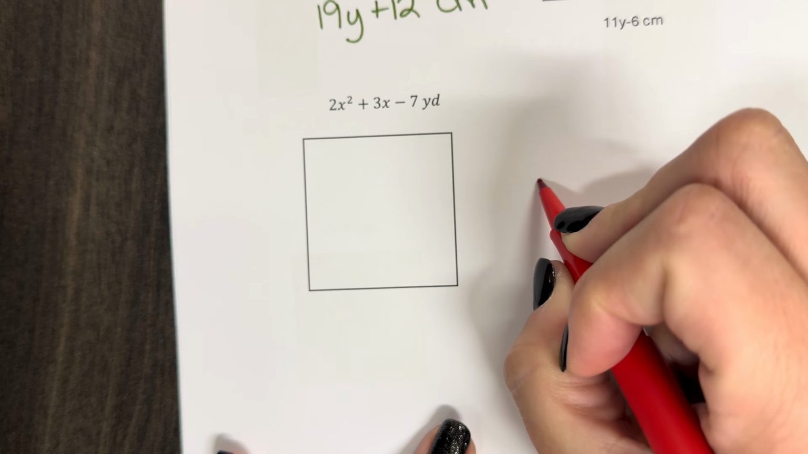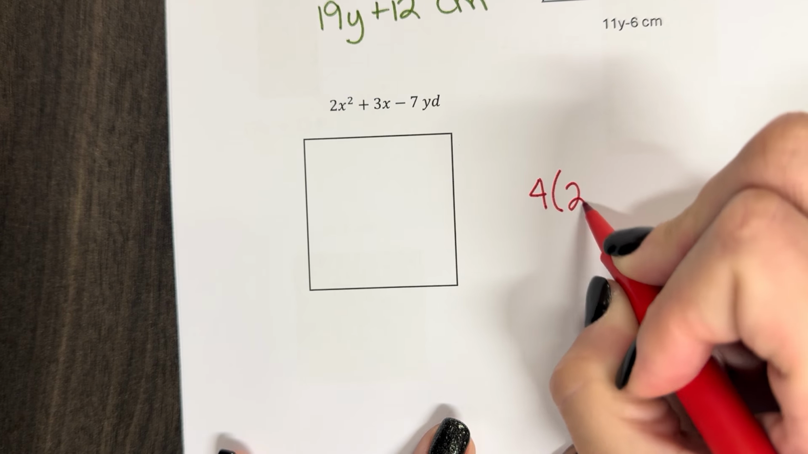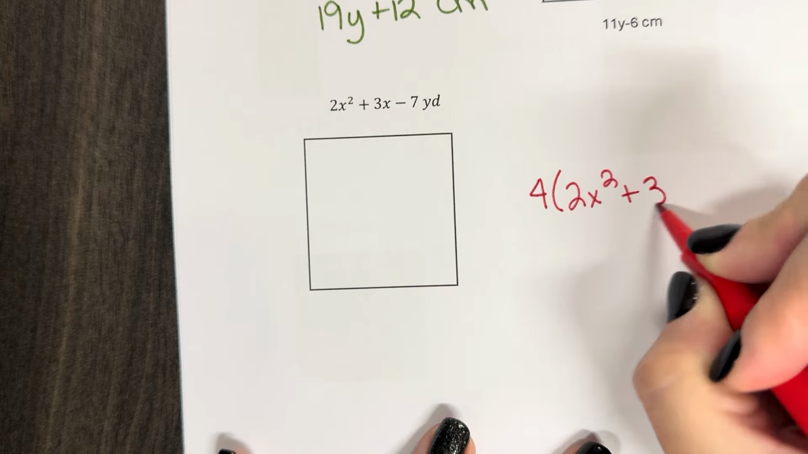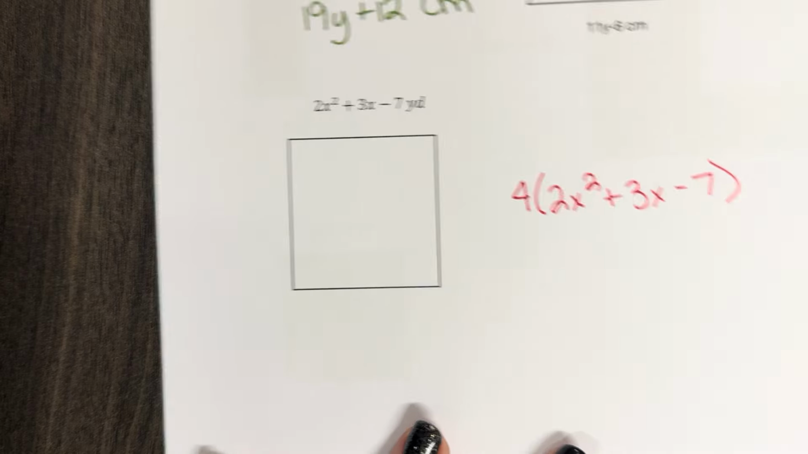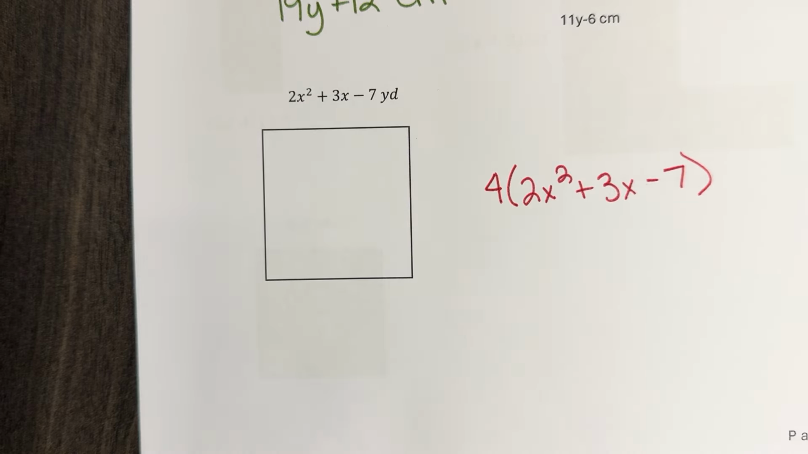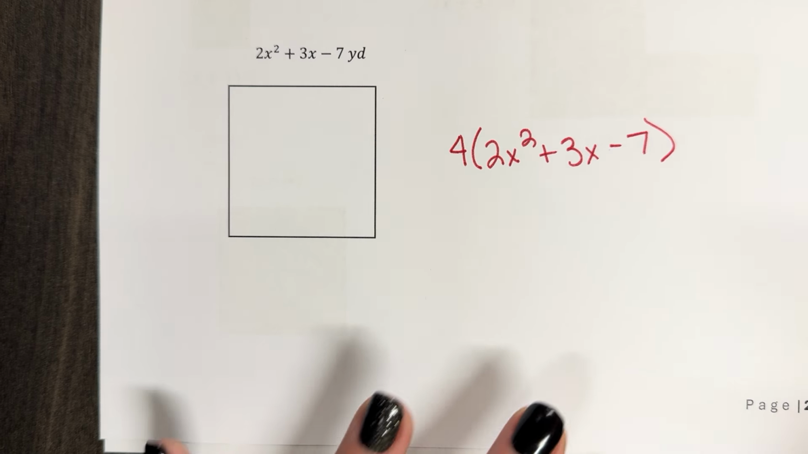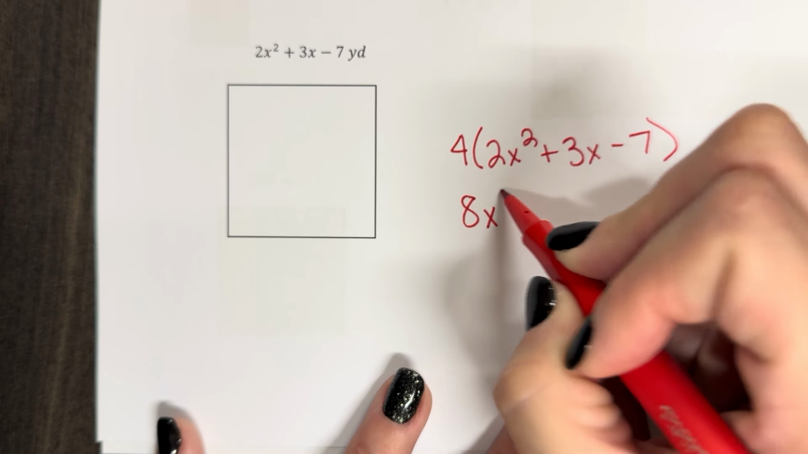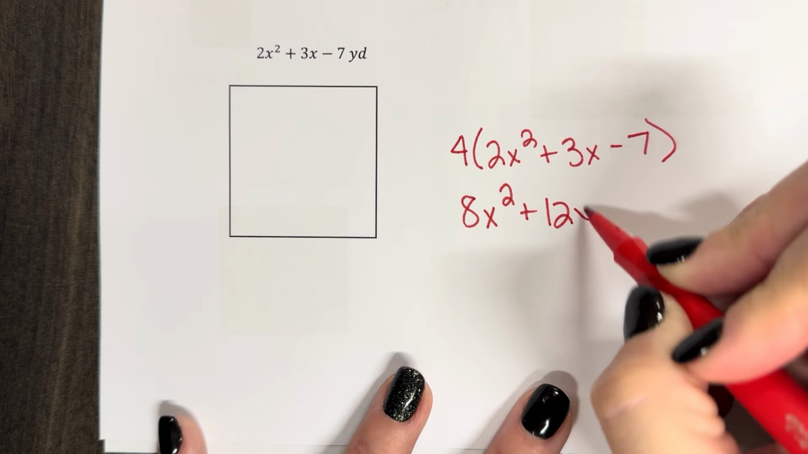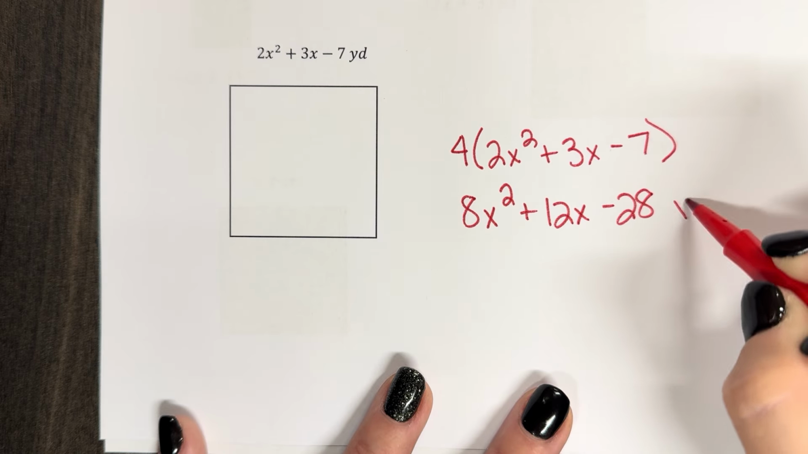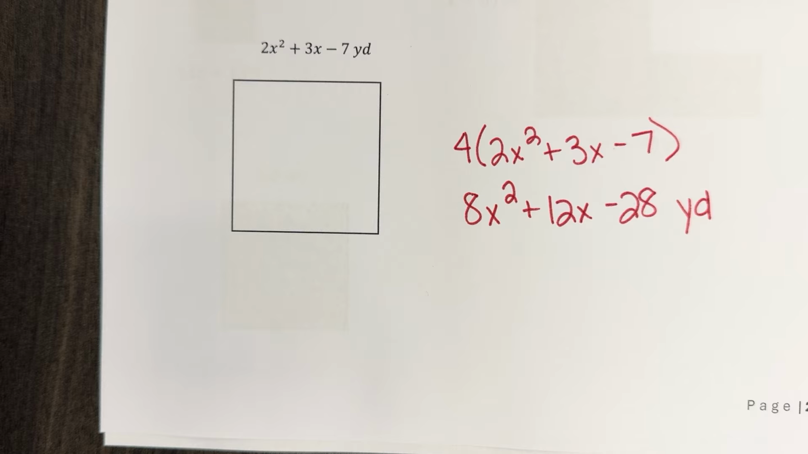So this would be the same thing as taking 4 times 2x squared plus 3x minus 7. If you wanted to write 2x squared plus 3x minus 7 four times and then add straight down, that would be absolutely fine as well, right? A side plus a side plus a side plus a side, or 4 sides are all the same thing. But just for the sake of showing another option that we could consider here, this would be an 8x squared plus a 12x minus a 28, and our label would be yards.